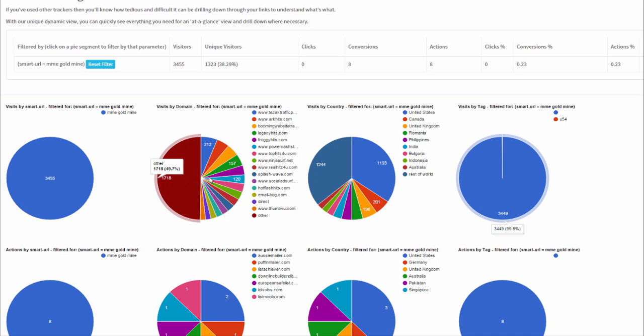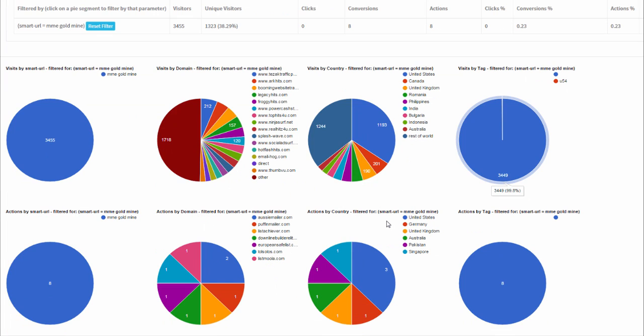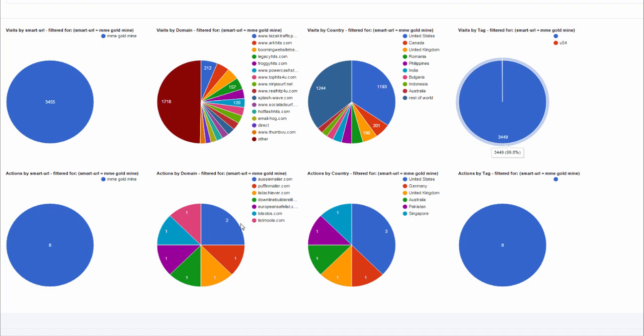And again, we can see what sort of spread of traffic we've had from different domains, from different countries. We can see that the actions are sort of spread out across a number of domains, and indeed a number of countries.